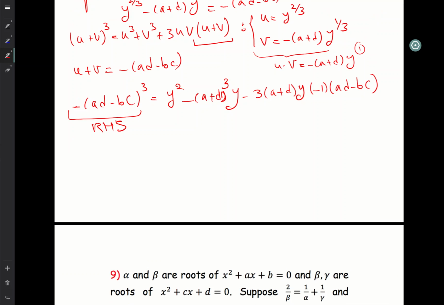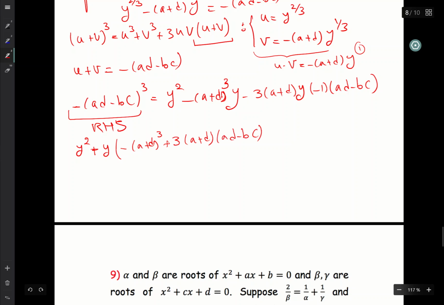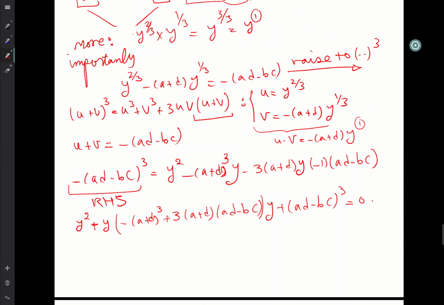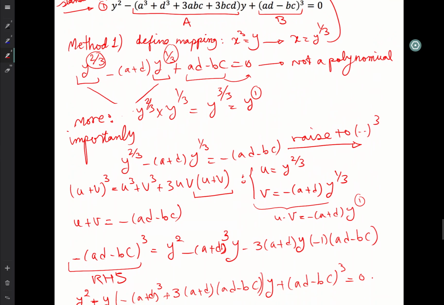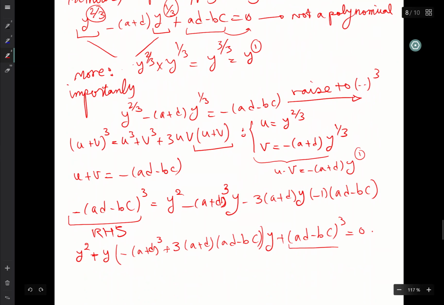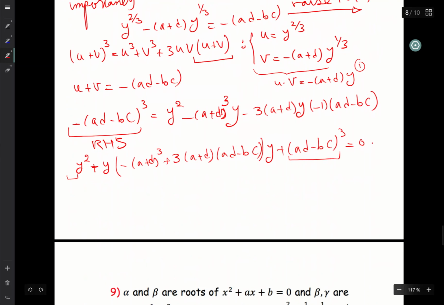So what do we end up with? We end up with y squared, minus or plus y times some coefficients, minus (a plus d) cubed plus 3(a plus d)(ad minus bc) y plus (ad minus bc) cubed is equal to 0. Okay, now it seems quite similar to the original one. (ad minus bc) cubed here, 1 here. We have to just simplify this coefficient.